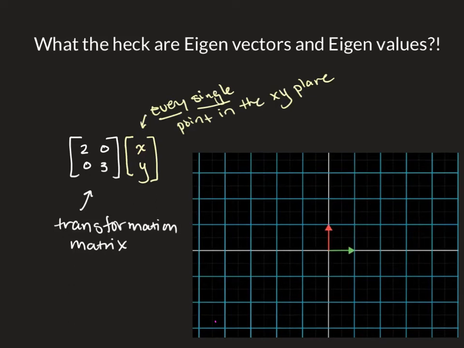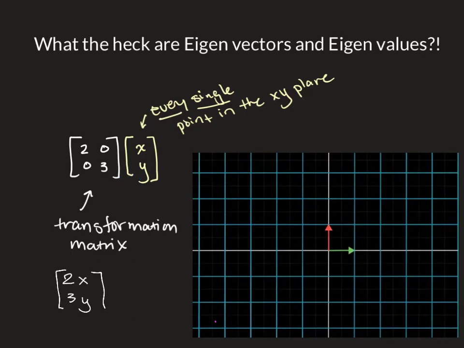Okay, what the heck are eigenvectors and eigenvalues? Here's a big thing. When you have a matrix like this, a 2 by 2 matrix that we call a transformation matrix, it will do something to any vector that you put into the plane, okay? So in this case, I do 2 times x plus 0 times y, so I get 2x plus 0y. And then I'd have 0 times x and 3 times y, I get 3y.